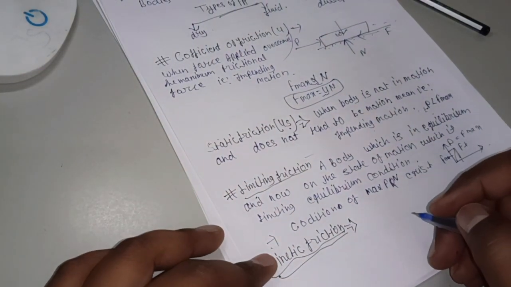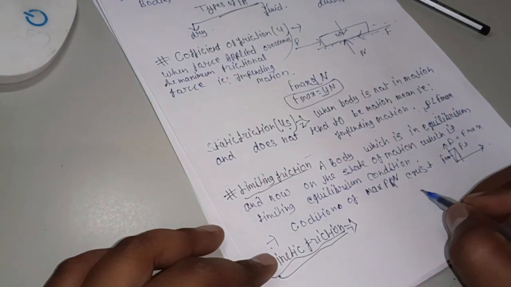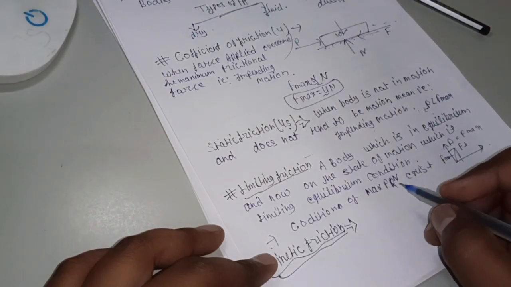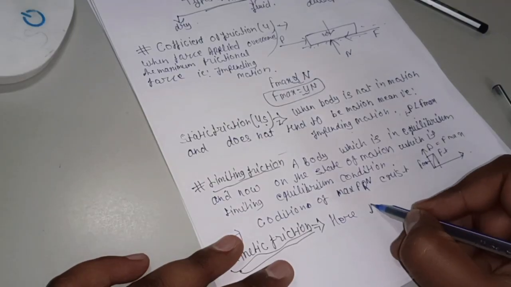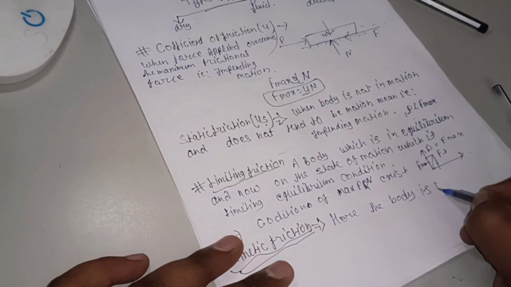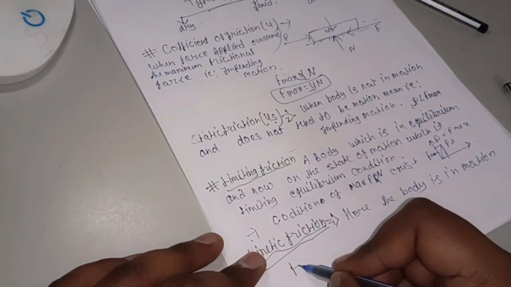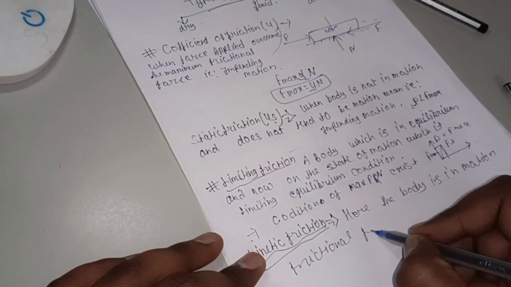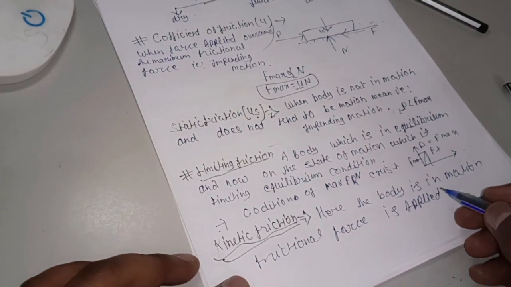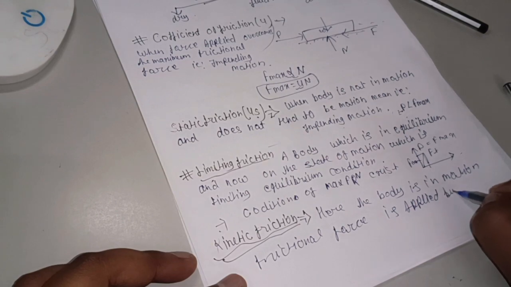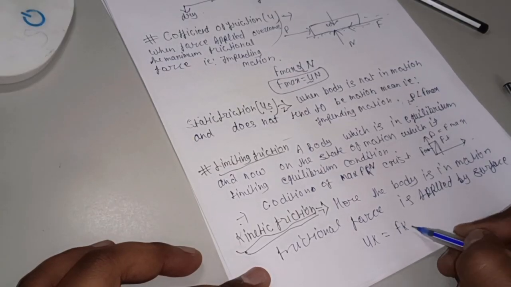Now let's discuss kinetic friction. Kinetic friction means the body is in motion and frictional force is applied by the surface in contact. The formula for this is mu k is equal to F kinetic upon N.